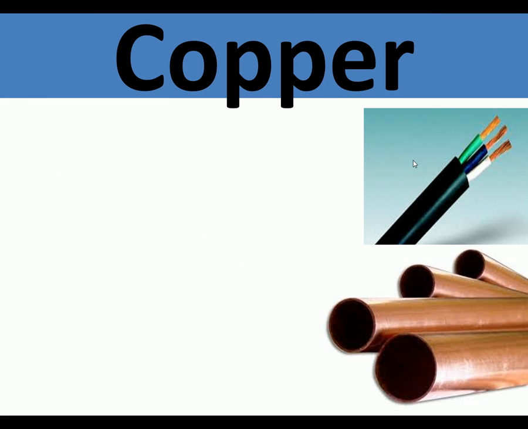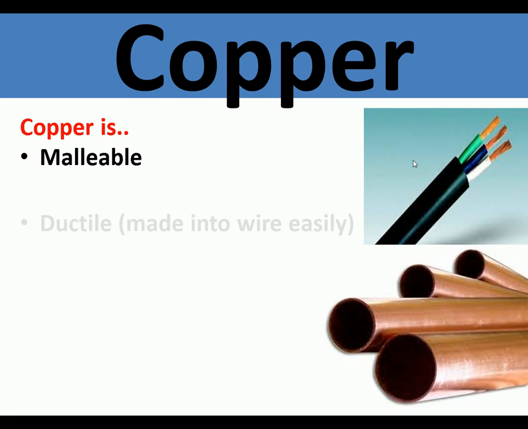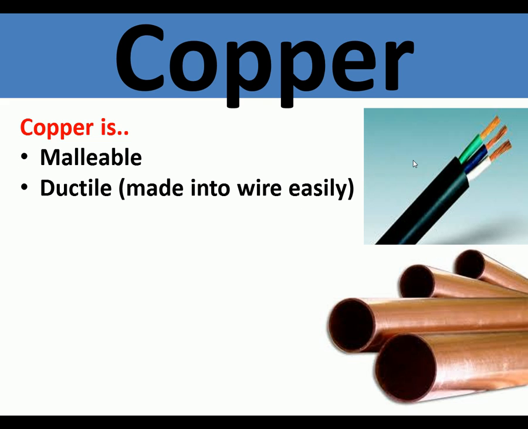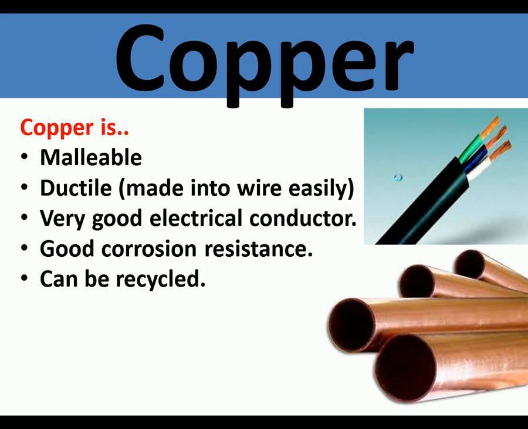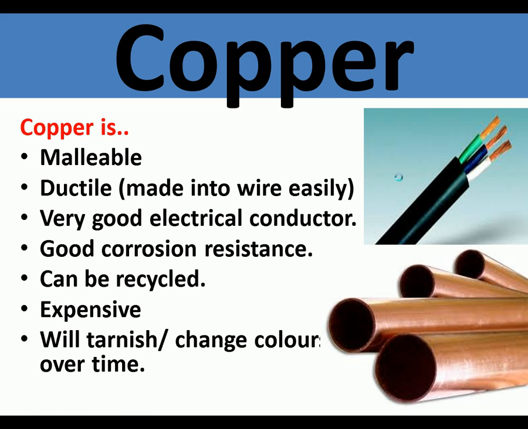Copper. Copper is malleable. It is ductile, made into wire easily. It is a very good conductor. It has good corrosion resistance, and it can be recycled. But again, it is more expensive than aluminium or mild steel. It does tarnish and change colour over time, but it doesn't corrode readily.